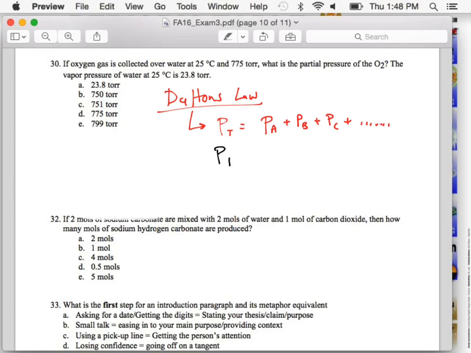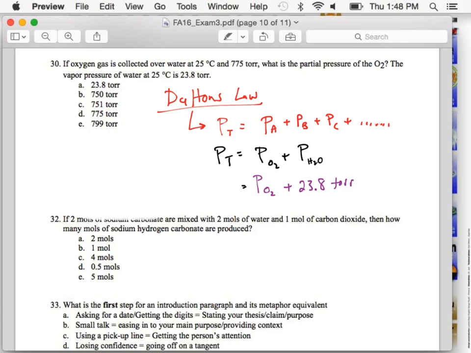So what we've got is our pressure total equals the pressure of our oxygen plus the pressure of our water. What values are we given? Or what values do we need to solve for? Let's try that first. We want the pressure of our oxygen, which means what information must we be given? The pressure total and the pressure of the water. What's the pressure of the water? It is 23.8.